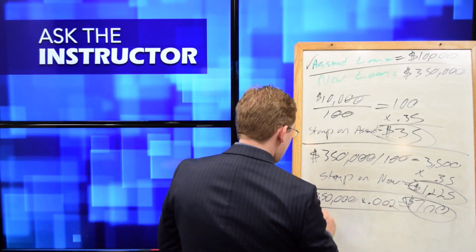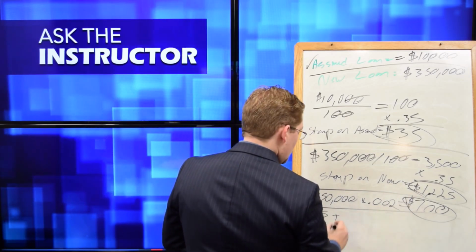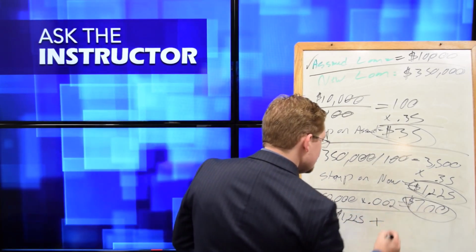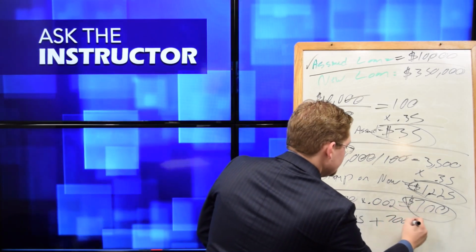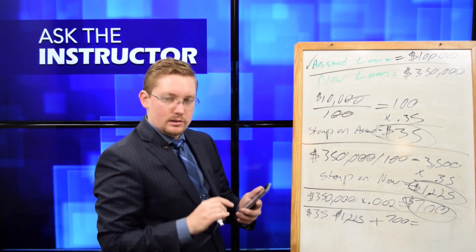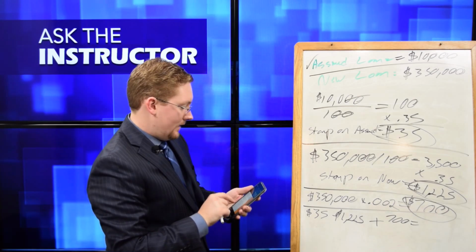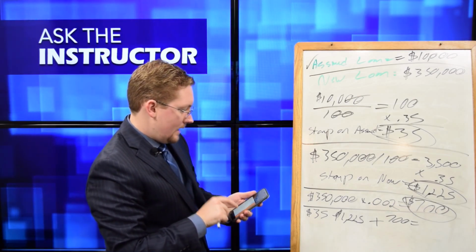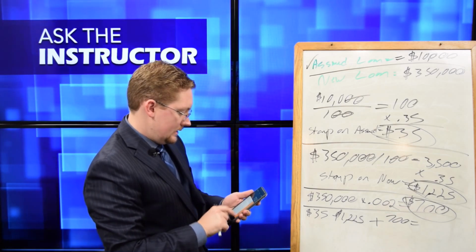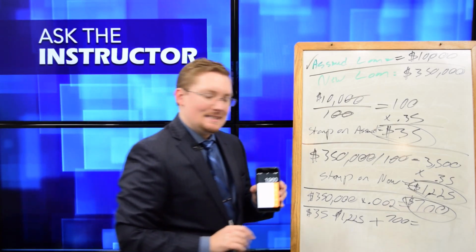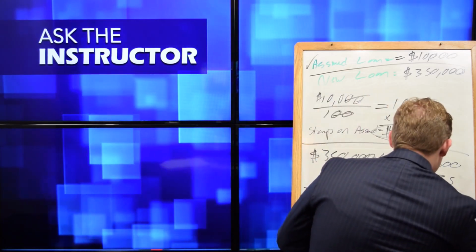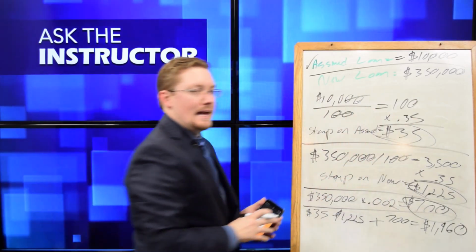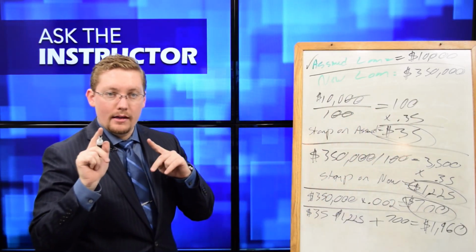We have $35 plus $1,225 plus $700. And this is going to give us our ultimate total final cost, so 35 plus 1225 plus 700 gives us 1960. So $1,960 in total taxes for the buyer.